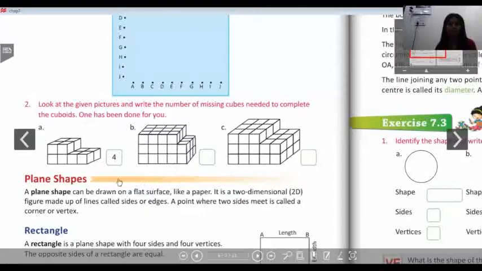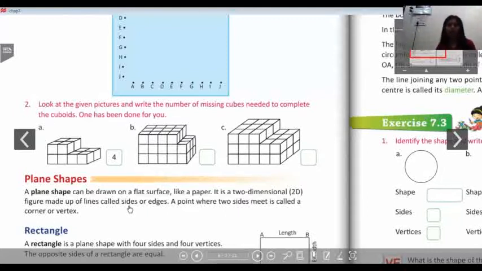Okay, children. So we have studied about different plane shapes. So what are plane shapes? A plane shape can be drawn on a flat surface like a paper. It is a two-dimensional figure made up of lines. The point where two sides meet is called a corner or a vertex.